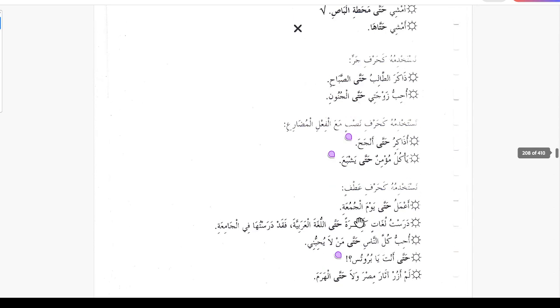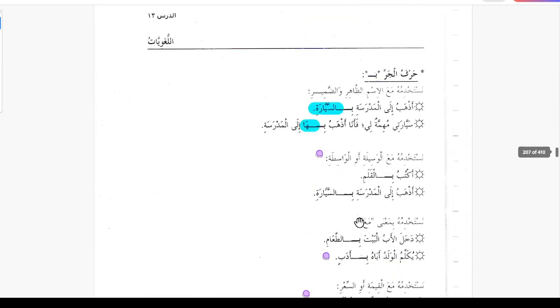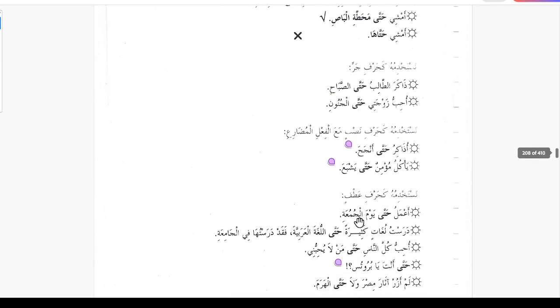Even you, O Brutus. Lam azur asara misra. So lam azur is from zara yazuru, to visit, and yazuru for ana is azuru; lam makes it majzoom, so azuru becomes azur. I did not visit the ruins or remains of Egypt, wala hatta, not even the pyramid. So here hatta was being used like a harfu atfin. So this was something about al-lughwiyat.